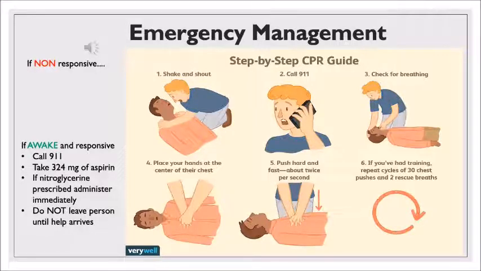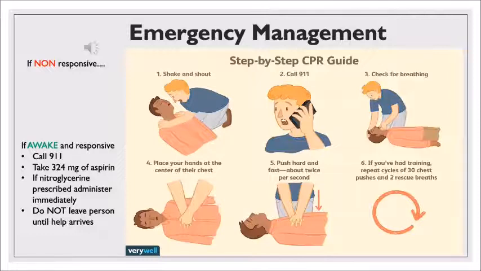Step 4. Place your hand on the center of their chest. Step 5. Push hard and fast, about twice per second. Step 6. If you've had training, repeat cycle of 30 chest pushes and 2 rescue breaths. Once you start CPR, do not stop until help arrives, or another person can take your place and continue chest pushes.